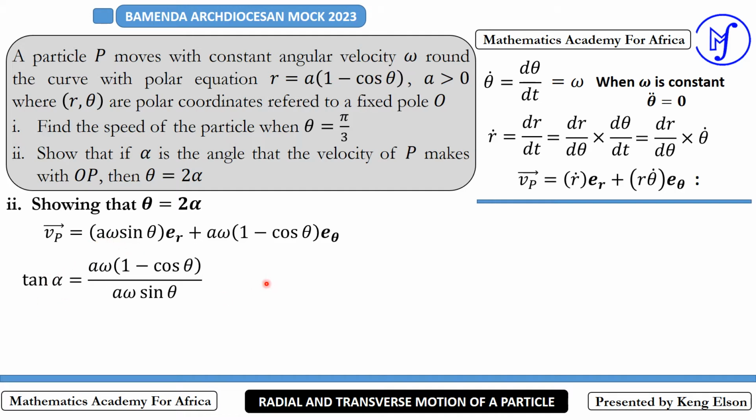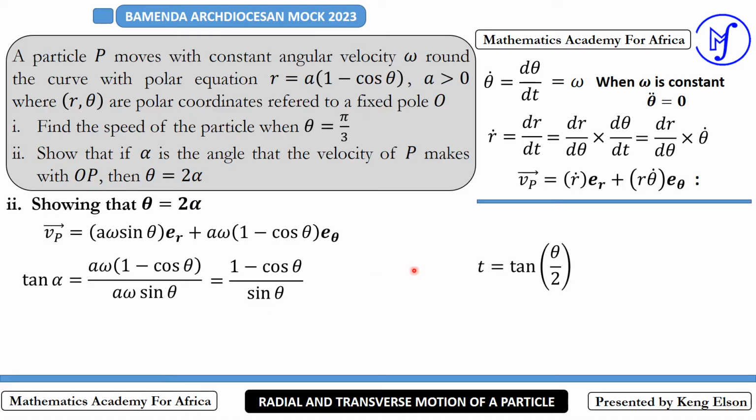So tan alpha is simply this component divided by this component. Okay, so having that in mind, it means tan alpha is equal to a omega into 1 minus cos theta divided by a omega sine theta. The a omegas are going to cancel and we are left with 1 minus cos theta divided by sine theta.